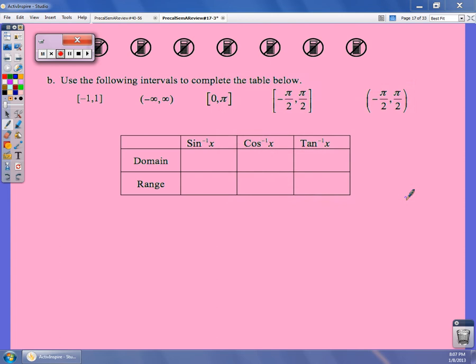On 28B, it says use the following intervals to complete the table below.